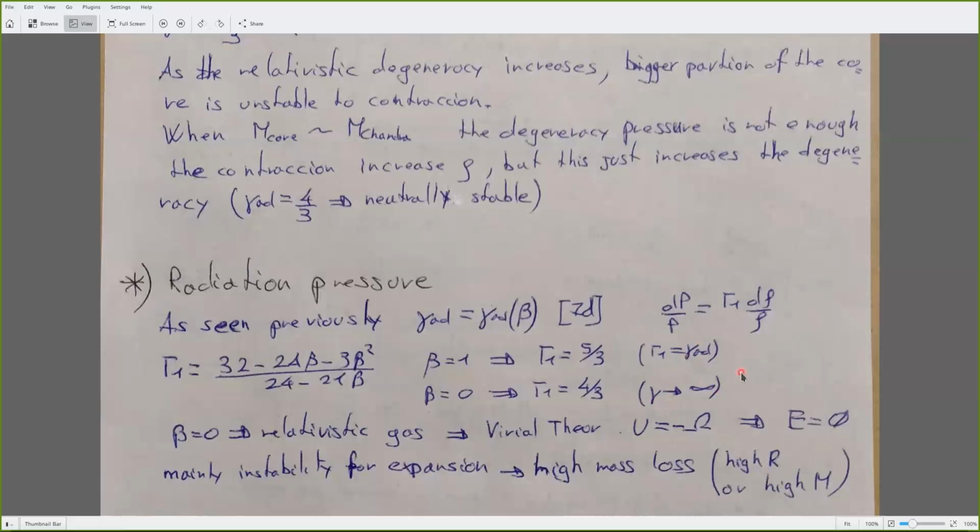This is because gamma is just equal to the specific heat at constant pressure divided by the specific heat at constant volume. But this value goes to infinity because the pressure doesn't depend on the volume.